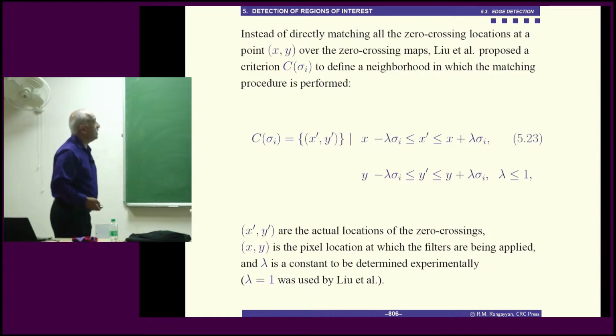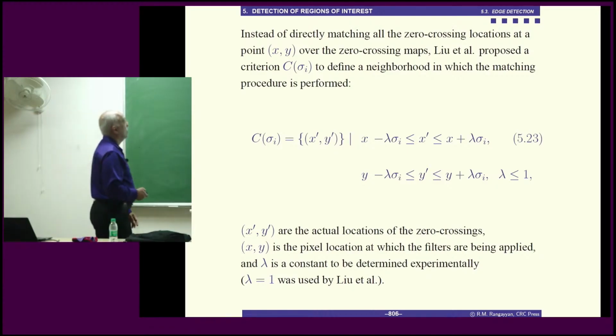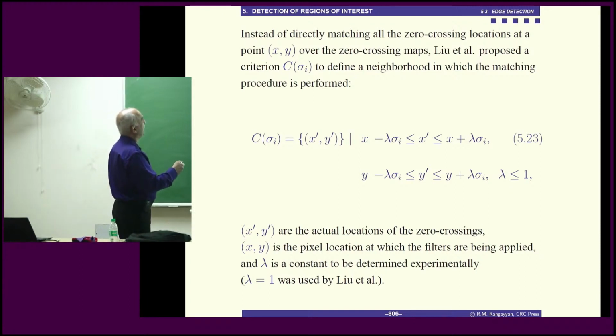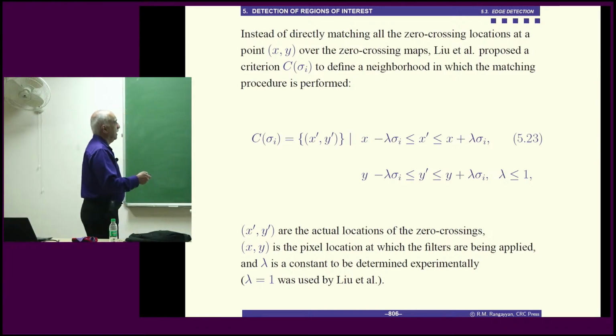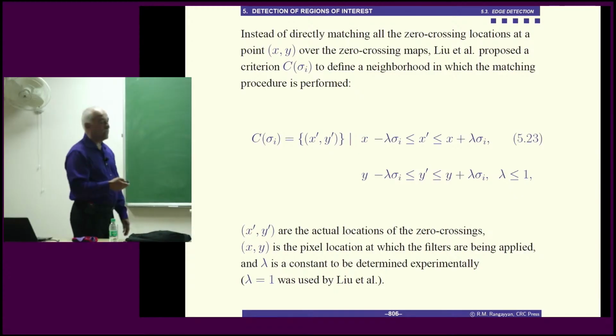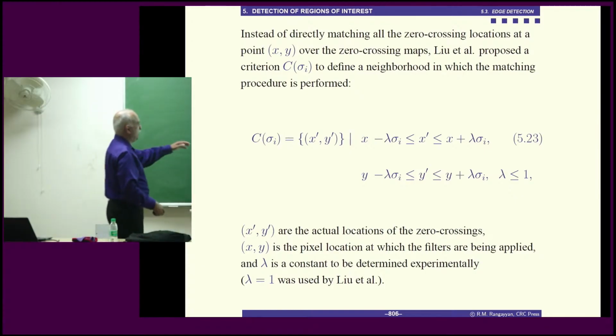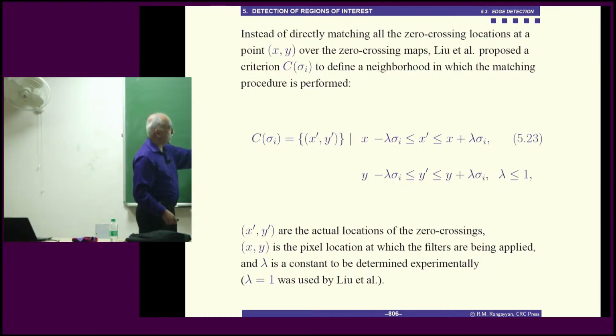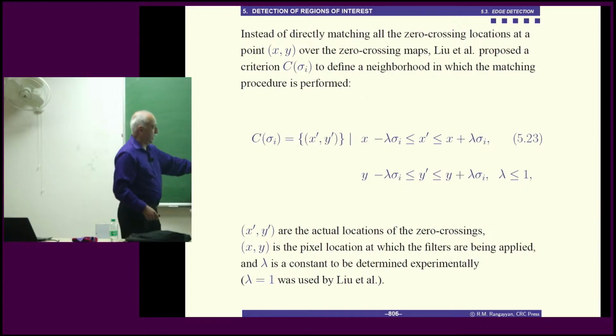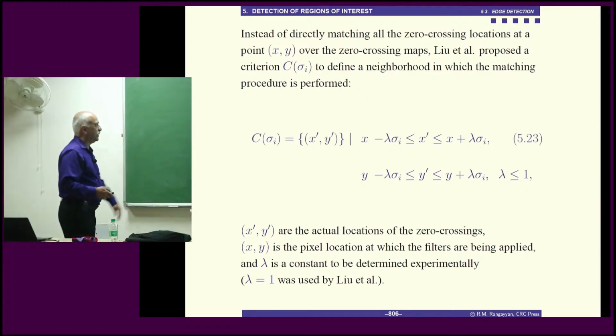So instead of directly matching all zero crossing locations at a point, Liu said use this criterion C of sigma I, x prime, y prime, such that there is a neighborhood. X prime is a neighborhood around x controlled by this lambda sigma I. Sigma is the scale, lambda is some scale factor, and the same for y. So x prime, y prime are the actual locations of zero crossings. xy is the pixel where the filters are being applied, and lambda is a constant, and we just left it at 1. It could be some other number.